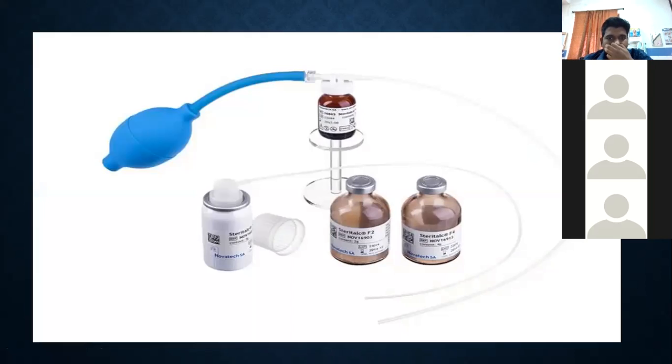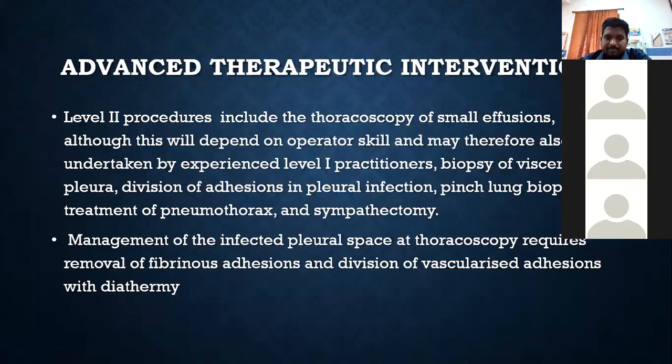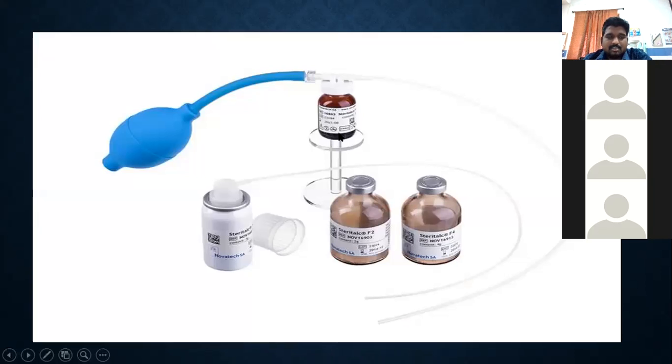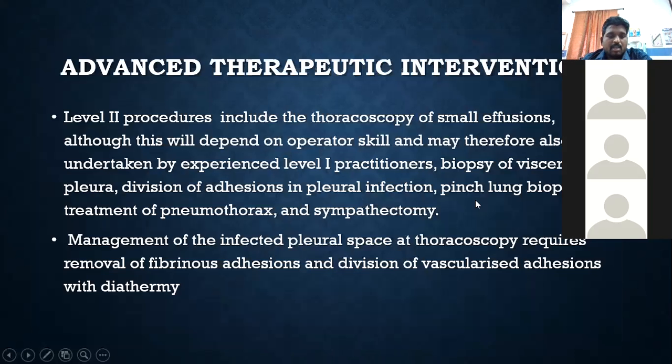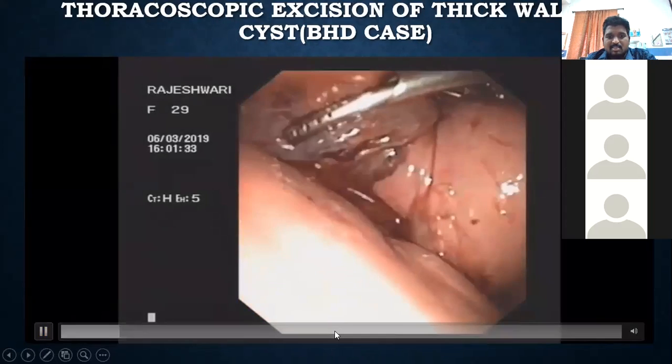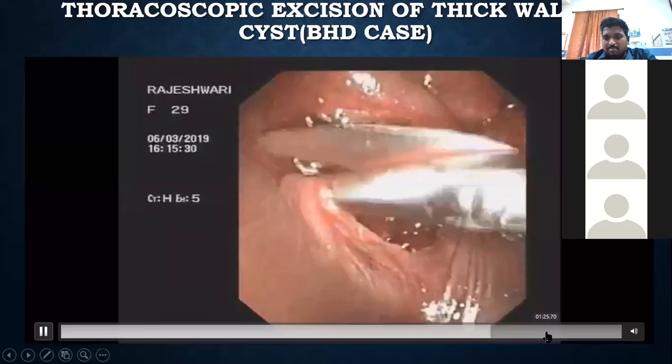This is the set that we use for talc pleurodesis. So this is the catheter, and this is a plunger, and you can connect it and then you can place the talc. So the level 2 procedures I showed you are some complicated procedures. You always have to keep some backup. You can ask for a CTVS surgeon or those who are really experienced. Otherwise, you can simply do a diagnostic procedure, that is well and good. And already I showed you how we access the cyst wall in a Bartter-Dugas syndrome.